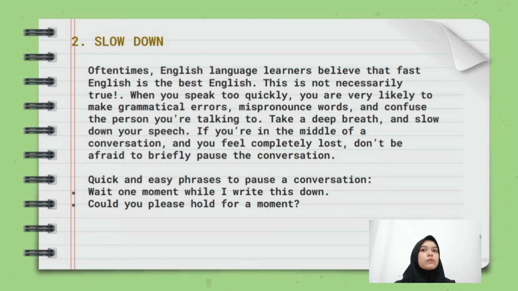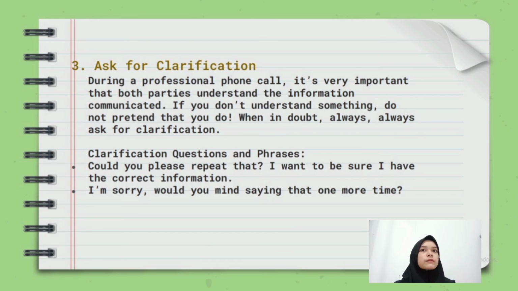Quick and easy process to pause a conversation. Example: wait one moment while I write this down. Could you please hold for a moment? Third, ask for clarification. During a professional phone call, it's very important that both parties understand the information communicated. If you don't understand something, do not pretend that you do. When in doubt, always ask for clarification.